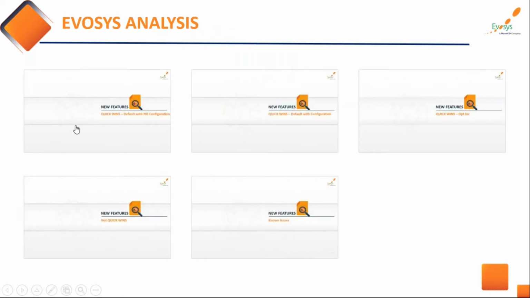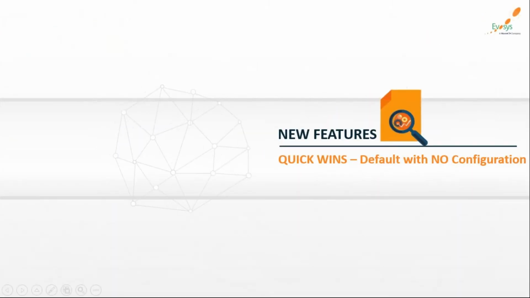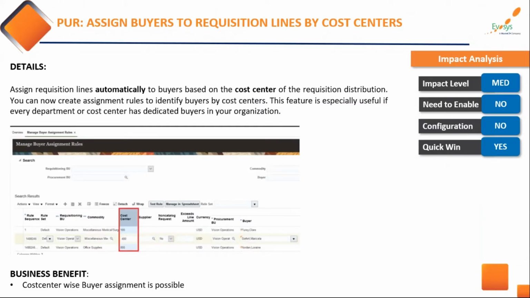So based on the divisions which I showed, I'll be starting with the quick wins that are default and do not require any configuration. So the very first would be a part of the purchasing side, which says that assign buyers to the requisition lines based on cost centers. Now we all would be knowing that there is an option of creating buyer assignment rules, which helps us to identify the buyers, and accordingly the requisition lines would be assigned to those buyers.